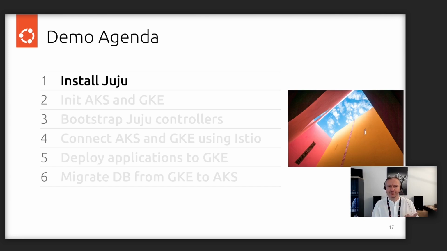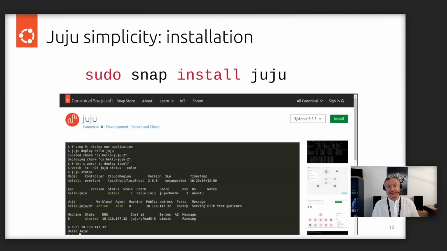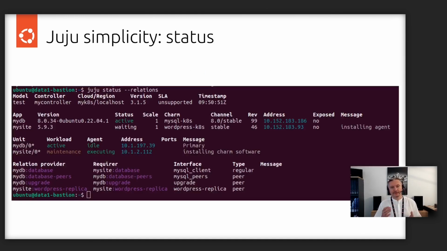First things first, let's install Juju. How complex is that, right? Because we talked about simplicity. It is as simple as sudo snap install juju. If that's too complex, just click the install button on the Snap Store and you will have it. From that moment, you can start typing all the commands I mentioned above. But the most popular one, and today on the demo as well, will be juju status.